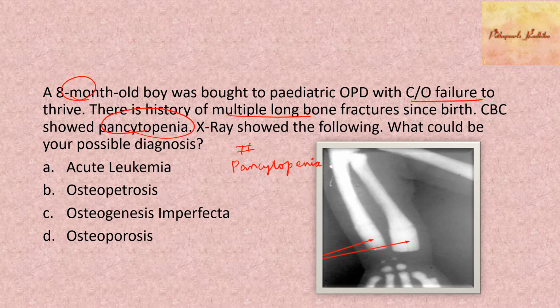So now let's summarize the question. It's basically a child who has got fractures. That means you have some problem with the bone, and pancytopenia, that means you have some problem with the bone marrow, because that's where all your hematopoietic cells are being produced, right? And you have an X-ray finding. So even if you don't know anything, you can rule out one option, osteoporosis, because it usually occurs in a post-menopausal female.